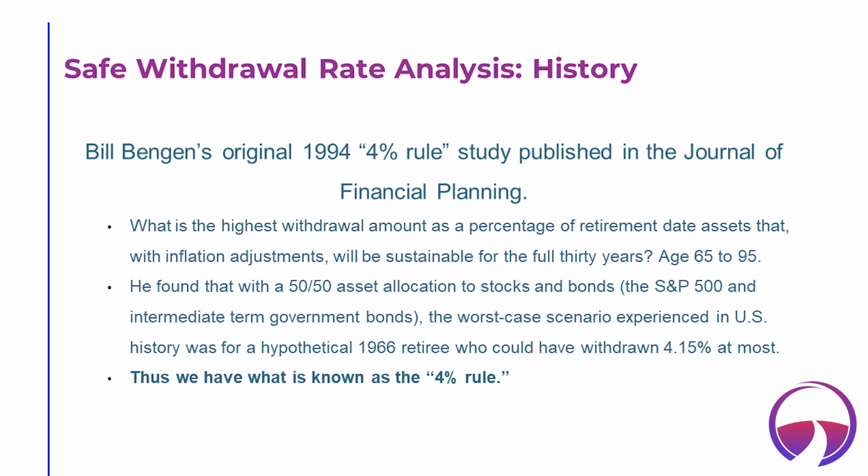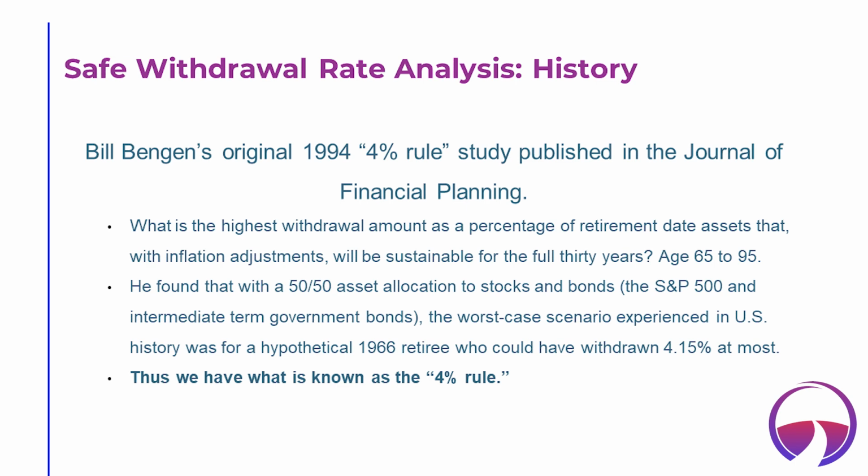Bengen recognized the problem with this calculation because it ignores the real-world volatility experienced around that 7%. And he sought to determine what would have worked historically for hypothetical retirees at different points in the past. He used Ibbotson Associates data extending back to 1926 for U.S. financial markets. His research introduced the concept of sequence of returns risk to the financial planning profession.